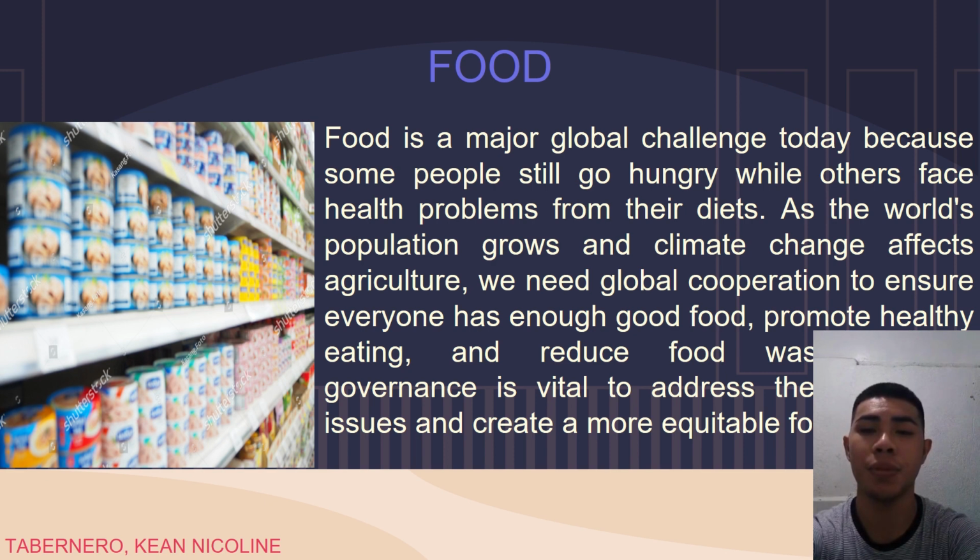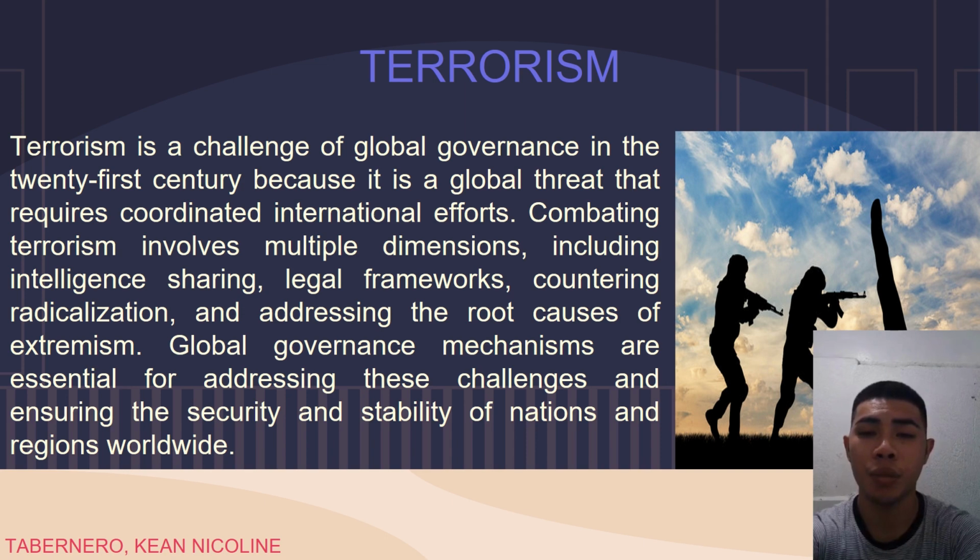Next is food. It's also a major global challenge today because some people still go hungry while others face health problems from their diets. As the world's population grows and climate change affects agriculture, we need global cooperation to ensure everyone has enough good food, promote healthy eating, and reduce food waste. Global governance is vital to address these complex issues and create a more equitable food system. And terrorism.